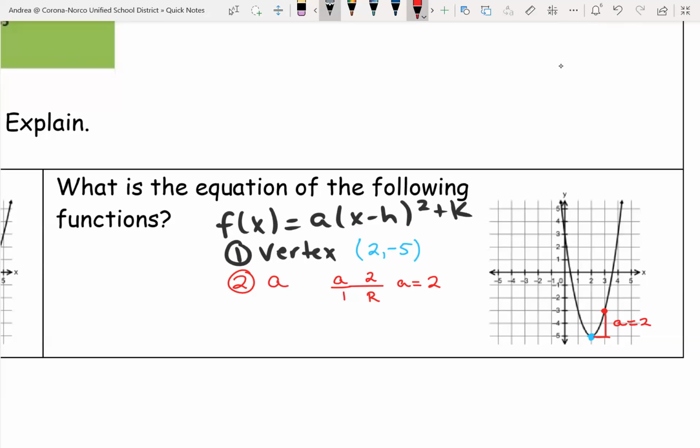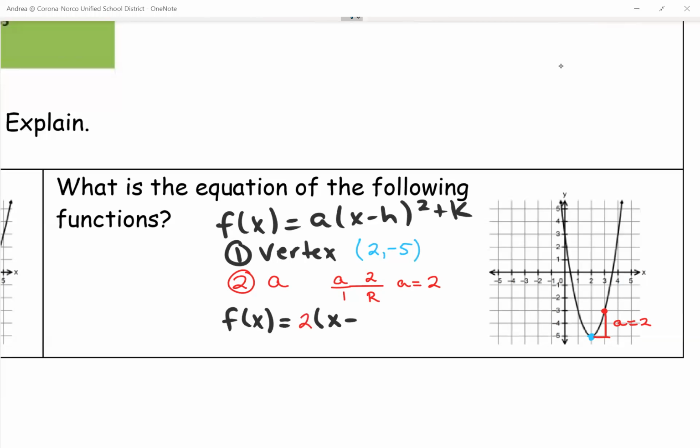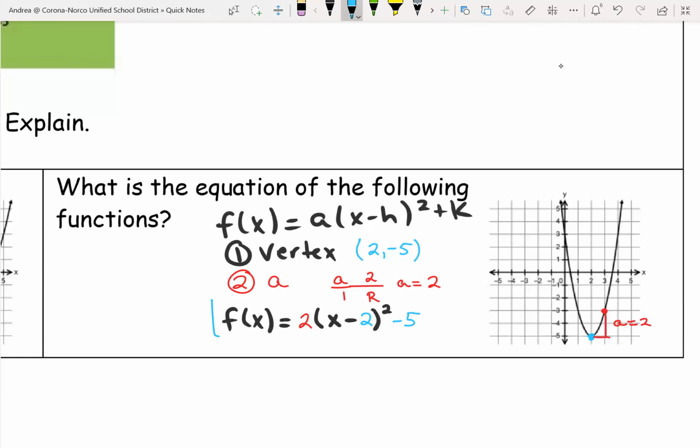Now you just plug it in. So we have f of x equals 2 times x minus, I plug 2 in, it becomes negative, squared, and then minus 5. So that's the equation of that graph. Any questions over that?